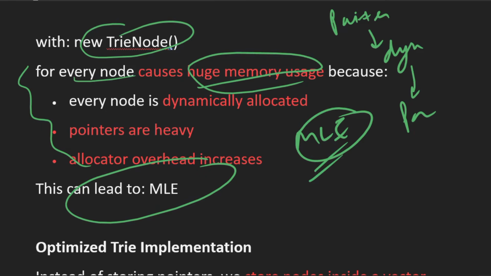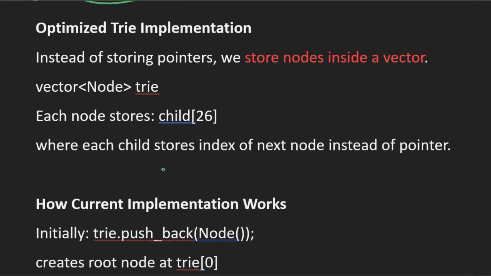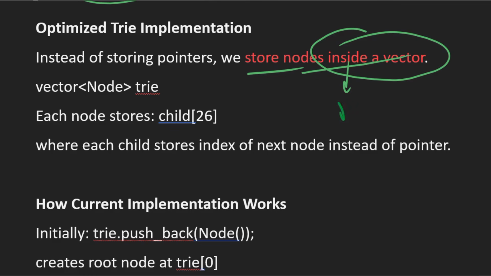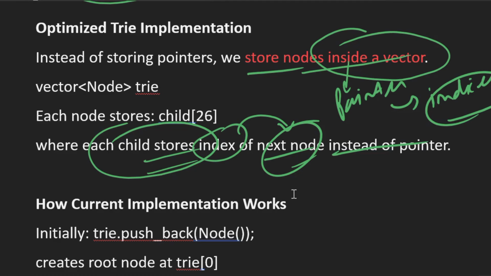So then what I have done is, instead of using pointers, we store the nodes inside a vector. And now, instead of pointers we store indexes of the nodes, right? So here each child will store the index of the next node, instead of a pointer, right?